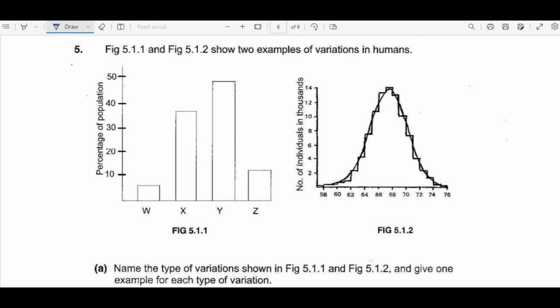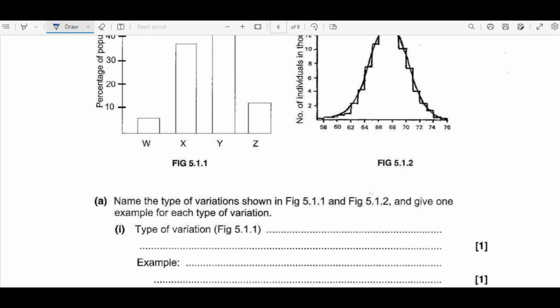Then question 5, figure 5.1.1 and figure 5.1.2 show 2 examples of variation in humans. So we have this one where we have individual bars like W, X, Y, and Z. Then here we have a curve. Let's look at: name the type of variation shown in figure 5.1.1 and 5.1.2 and give 1 example for each type of variation. So type of variation number 1, whenever you have these individual bars, this is a discontinuous variation.